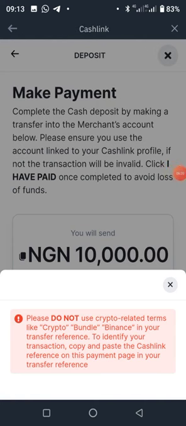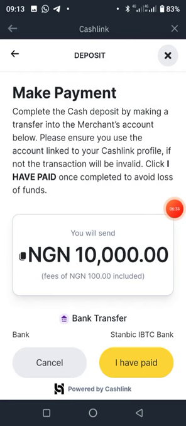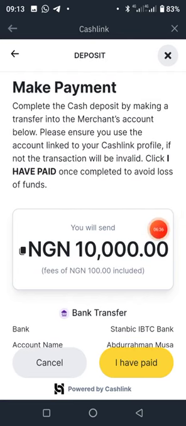So you can see that, please do not use crypto in your description when you are making transfer. Don't use it, if not the money will be frozen. So they are telling you already that you should not use the word crypto, so you cancel like this. Now automatically a merchant will be given to you. You can see this is the merchant that has been given to me.